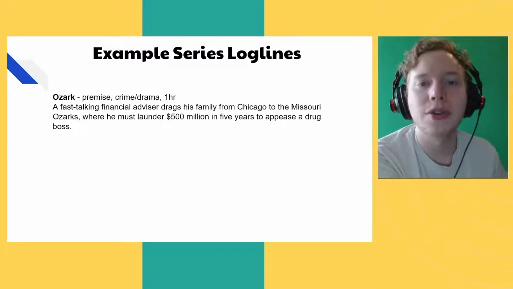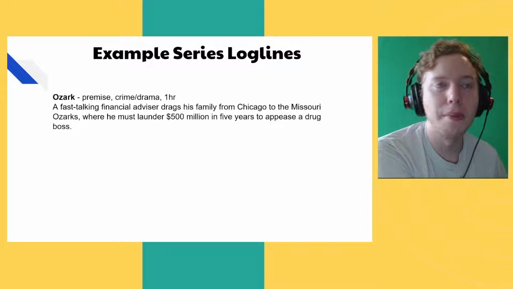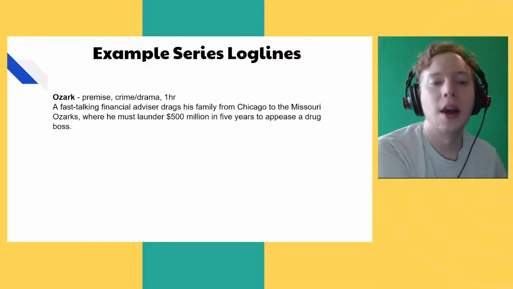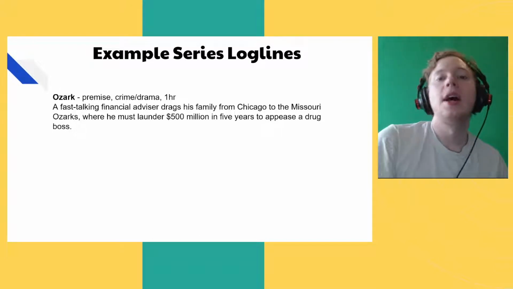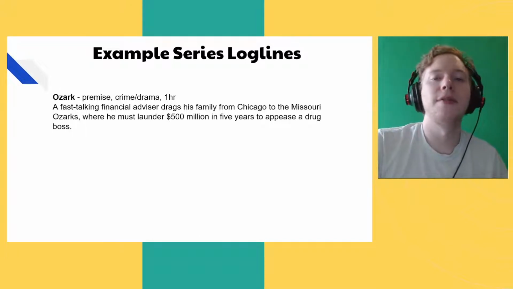We understand the location of the show and the sort of change from one place to the other. They're from this world, and now they're in this world. So they live in the Ozarks now. He must launder $500 million in 5 years. It gives us a peek of the scope of the whole series.